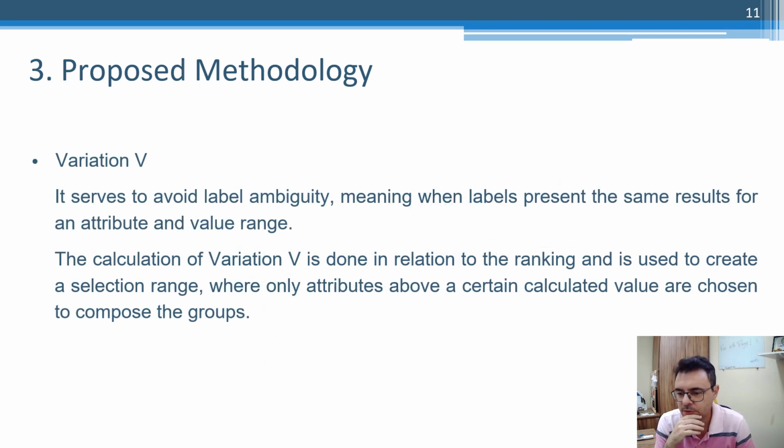One important concept in our work is a variation V. It serves to avoid label ambiguity, meaning the labels present the same results for an attribute and a value range. The calculation of variation V is done in relation to the ranking, and it is used to create a selection range, where only attributes above a certain calculated value are chosen to compose the group.